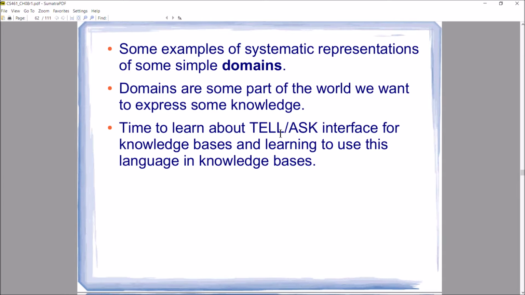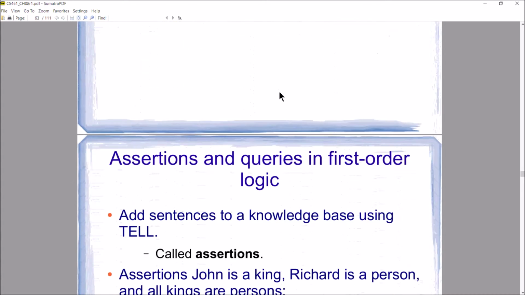Your tell and your ask could take the form of maybe some methods in Java or C++ that serve as a front end for a knowledge base. Or if you have a logic programming language like Prolog, then the tell takes the form of statements that you write in the Prolog program, and the asks take the form of queries that you could make of the knowledge base through the interpreter. So I'm going to talk about what this is and how it works.